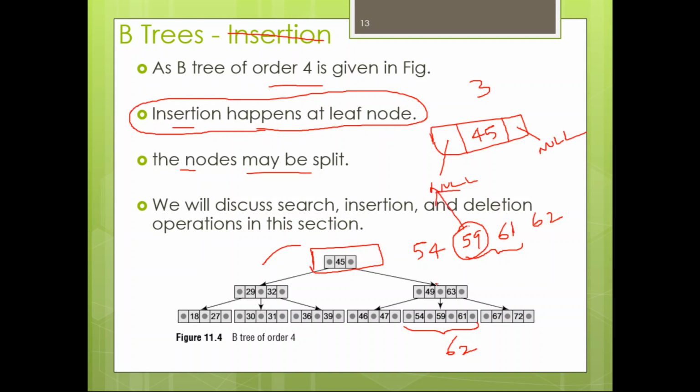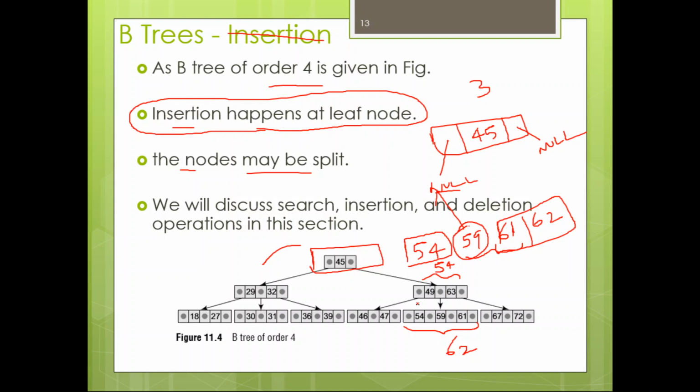Now this 59 will go here. It will adjust here. If there is a space, the 59 will be accommodated here. This node has only 2 key values, but a B tree of order 4 can have up to 3 key values. So this 59 will be accommodated here, with 49, 54 and 63. But this node will be split into two. How will it be split? 54 will be one node and 61 and 62 will be another node. And this 59 has gone up.